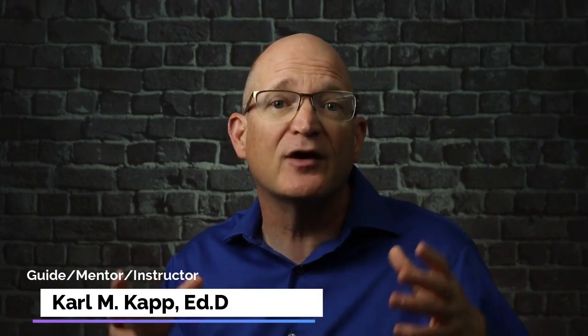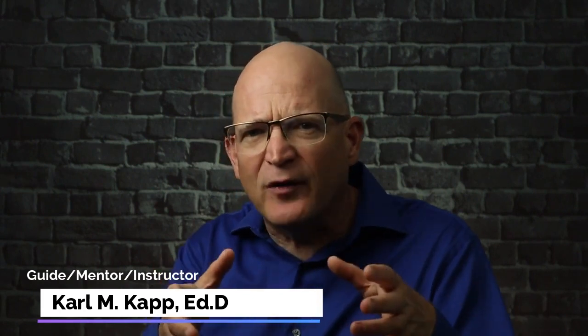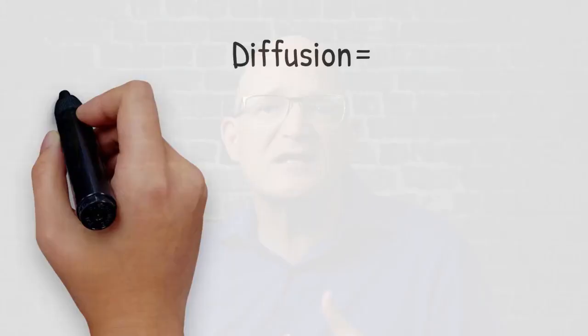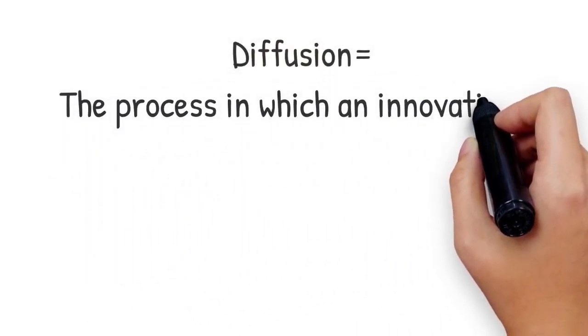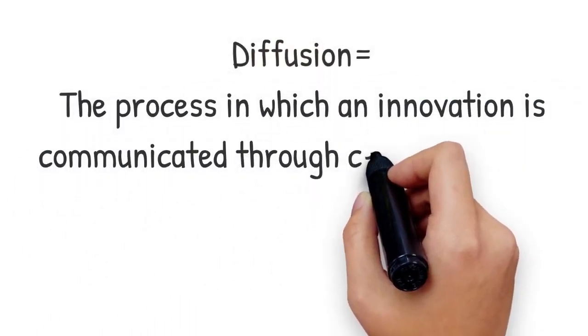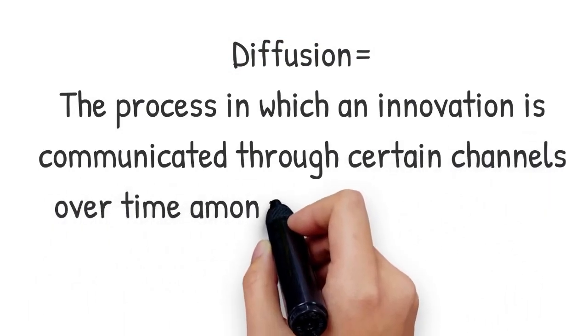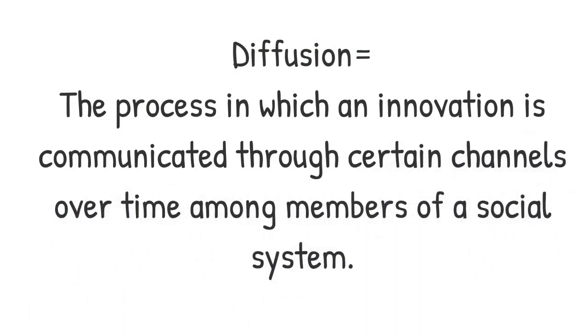A diffusion of an innovation is when a new way of doing something eventually becomes adopted by a social group. So now let's dig a little bit deeper into that definition of diffusion. Let's look at what diffusion really means. The term diffusion can be defined as the process in which an innovation is communicated through certain channels over time among members of a social system.